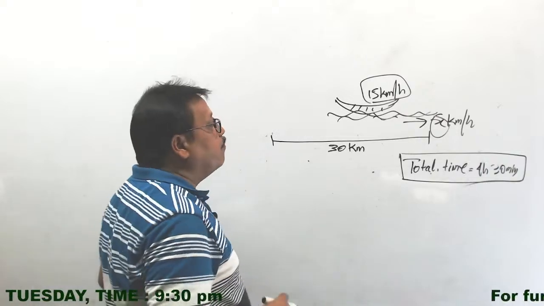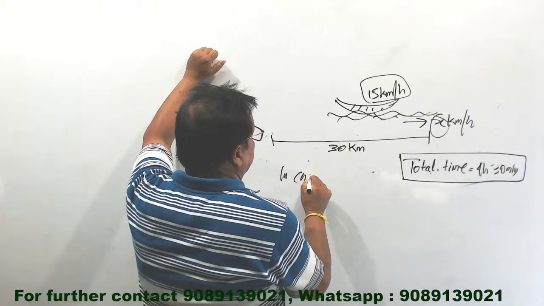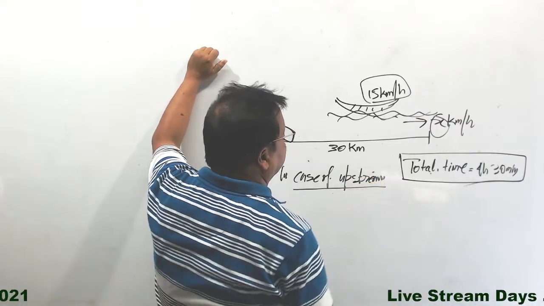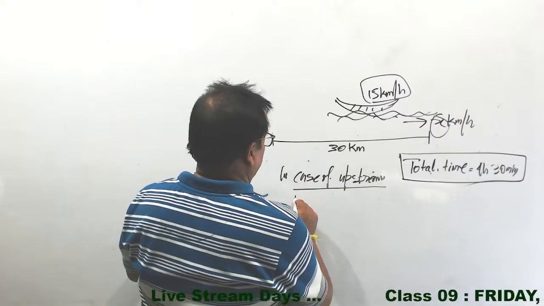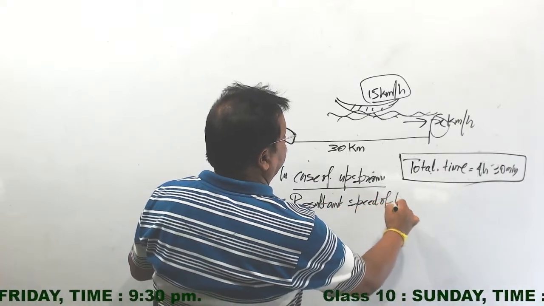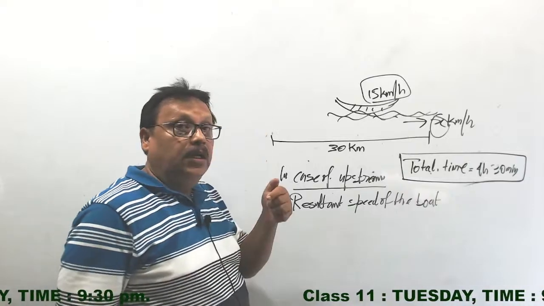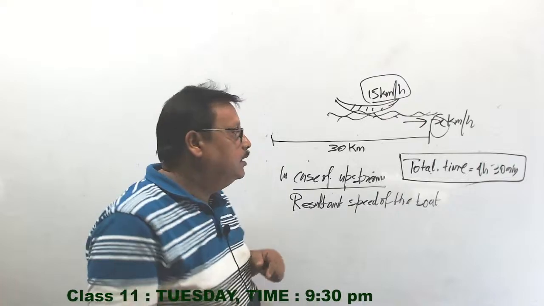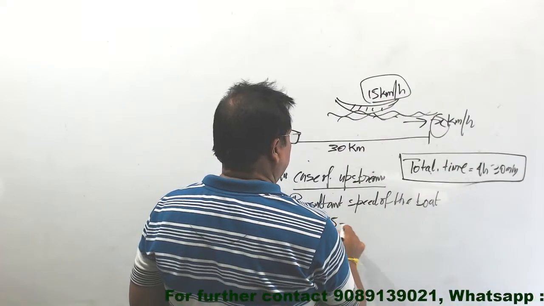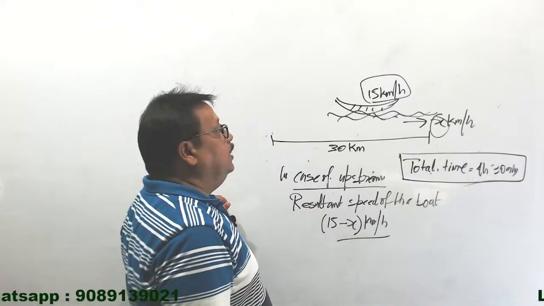Now, we have to follow one thing. The resultant speed of the boat in case of upstream: from the boat speed you have to subtract the speed of the river. The speed of the river is x kilometer per hour. The speed of the boat is 15 kilometer per hour. The resultant speed will be 15 minus x kilometer per hour. Understood? I think it is clear.